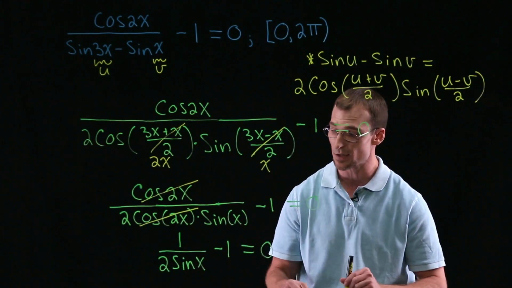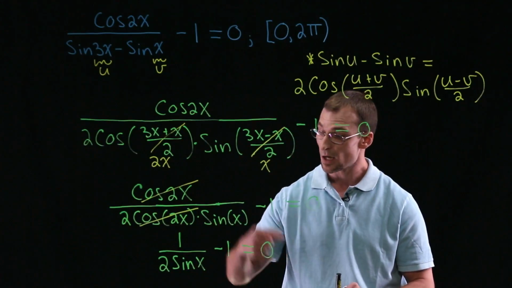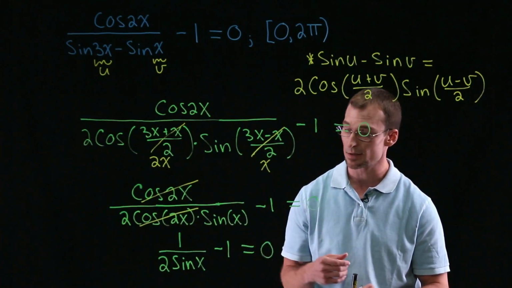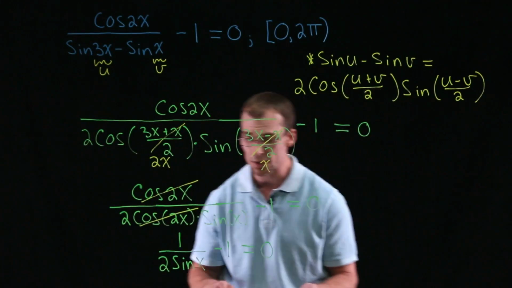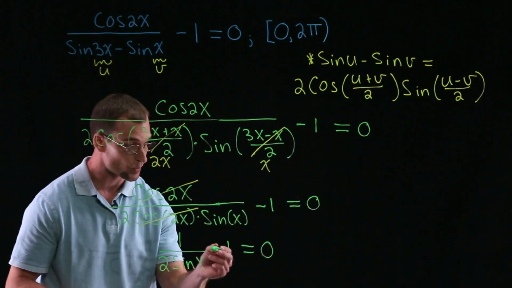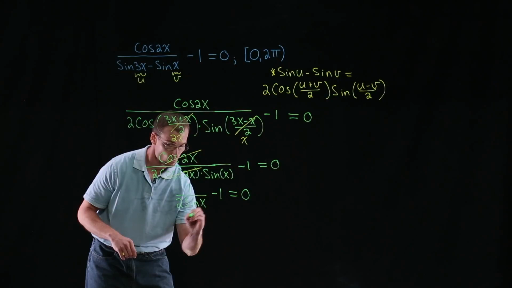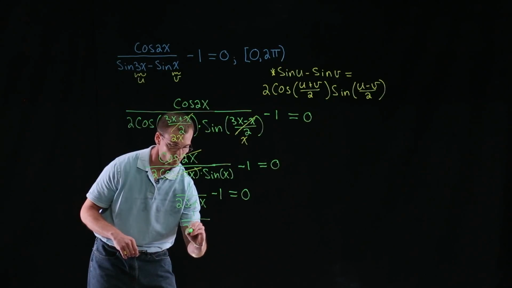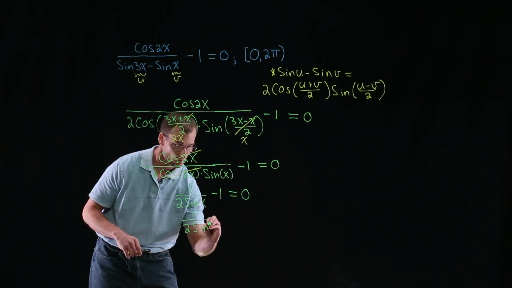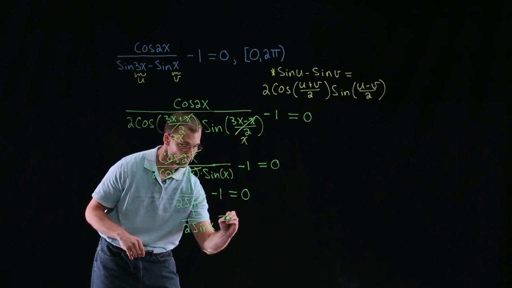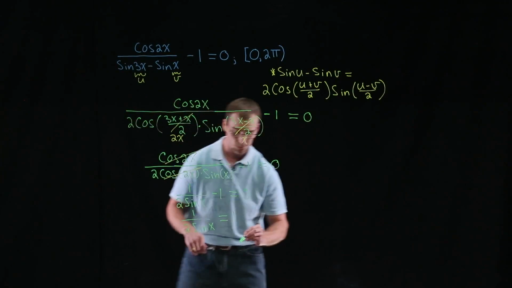So here I think it's going to be easier to go with the other route. We'll get the trig function on one side and all constants on the other. So what can we do? Well, let's bring the 1 over by adding it. So we have 1 over 2 sine x is equal to positive 1.